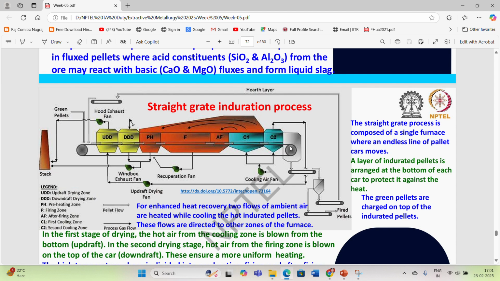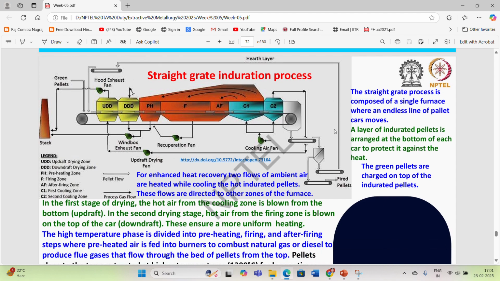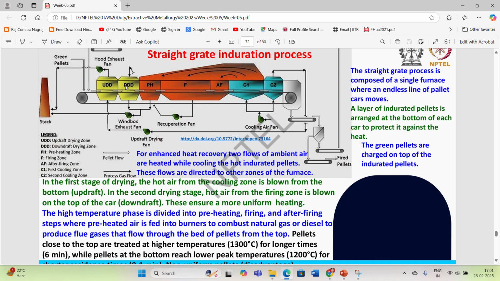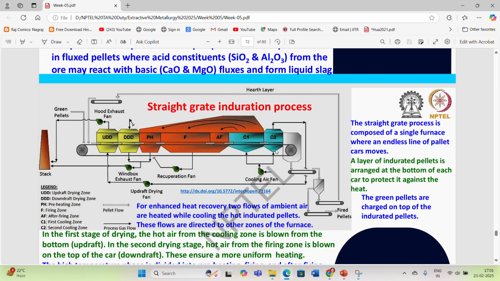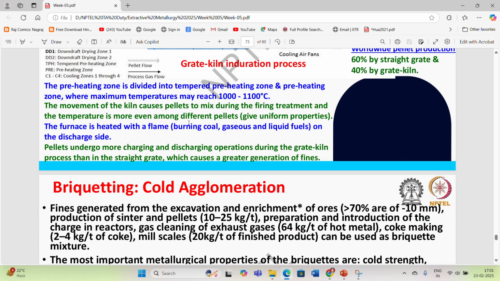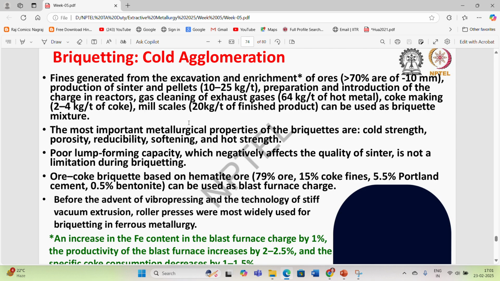So generally, in case of the induration process, we go with the straight grate induration process, which includes different heating zones for the induration of the pellets. Okay, then briquetting, which is also known as the cold agglomeration process.